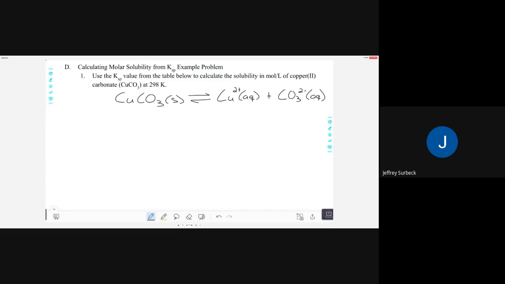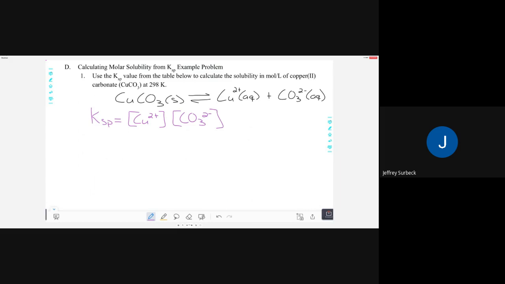Now, writing the KSP, if I said, hey, write the KSP, you would put products over reactants, but you guys have already told me solids are not going to be listed there. It's going to be over one. What's that? The product. Exactly. So in this case, we would just put Cu 2+, raised to the coefficient of 1, which we're not going to put, times CO3 2-, also raised to that coefficient of 1. Again, that would be divided by 1 because that's a solid, but we're not going to put that.